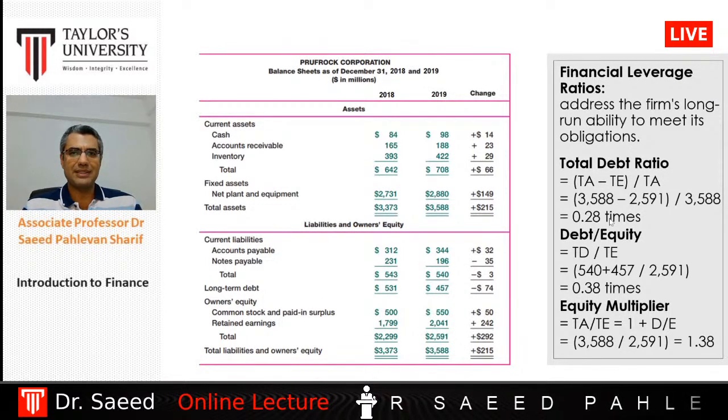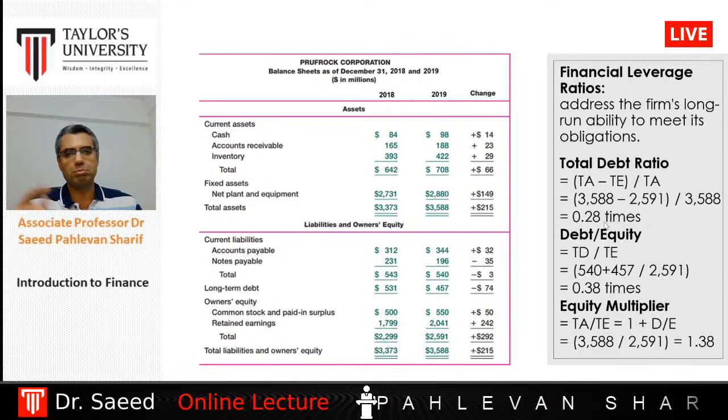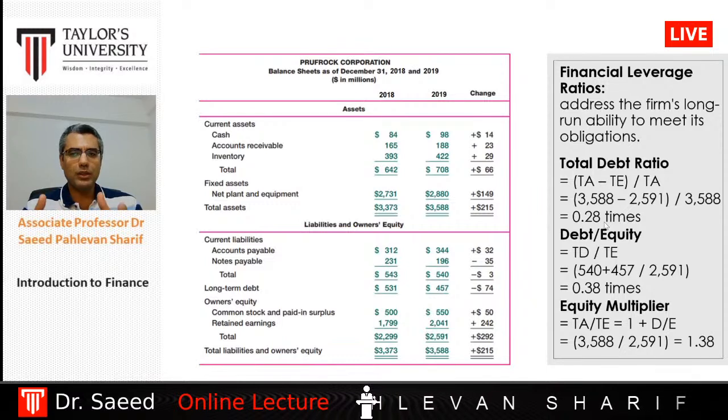So both of them are the same. In other words, there is 72 cents in equity, right? Because equity will be 1 minus 28 cents, which means 72 cents of equity. So I can report it like this: in this company, for $1 in assets, we have 28 cents in debt, or we have 72 cents in equity, right? Another formula is debt over equity. It's the same thing.